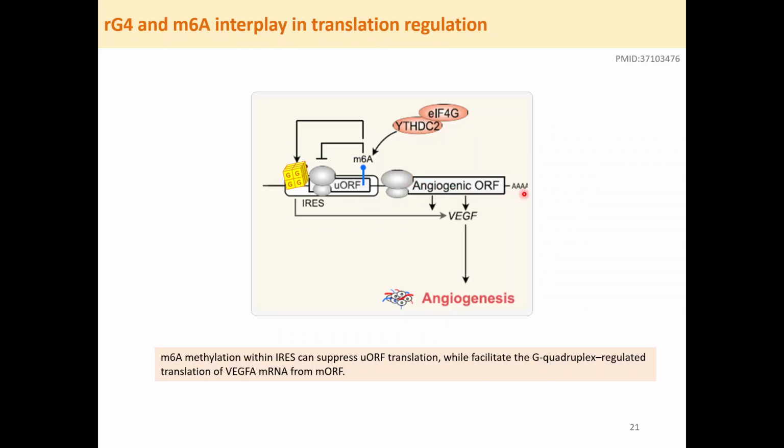Second, its m6A reader protein YTHDC2 recruits the translation initiation complex, including EIF4G, to start VEGF translation from the main ORF. By this mechanism, the presence of m6A ensures that the translational machinery is directed preferentially toward the main ORF, thereby increasing VEGF protein output. This regulatory outcome is a result of a coordinated interplay between rG4 structure and epitranscriptomic marking. This finely tuned interplay is particularly crucial for VEGF required in rapid angiogenesis in solid tumor progression.